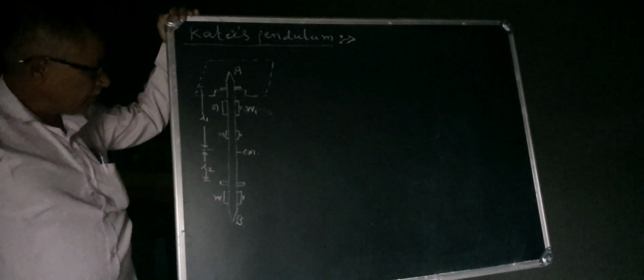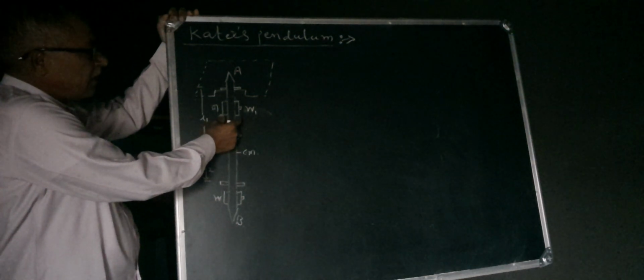As shown in the figure, this is the metal bar. Its length is nearly about 1.5 meter, and the weight of this iron rod is approximately 25 millimeter. This type of pendulum is shown in the figure. In the pendulum, this is the metal cylinder, a metal weight of cylinder type.